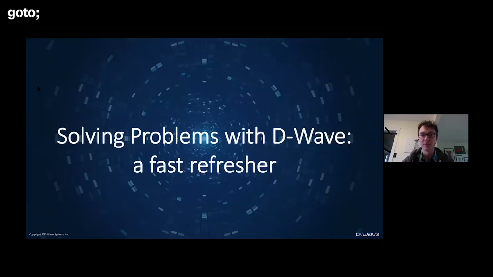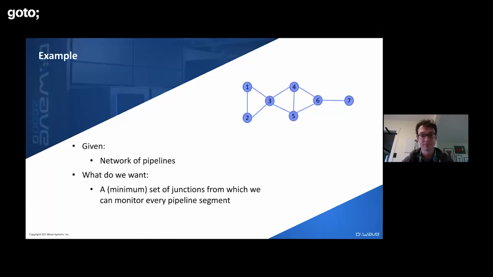So let's jump through a relatively fast refresher of what it means to solve problems with the D-Wave system and how we think about solving problems with the D-Wave system. I like to start off with a relatively simple example. Let's say I have a network of pipes. What I want to do is find a minimum set of junctions from which we can monitor every pipe segment in the network. This is a very classic problem, called a min-vertex cover problem, if any of you are familiar with graph theory. But this is the type of problem that we would like to solve on the D-Wave system.